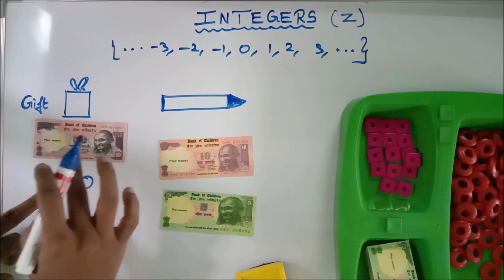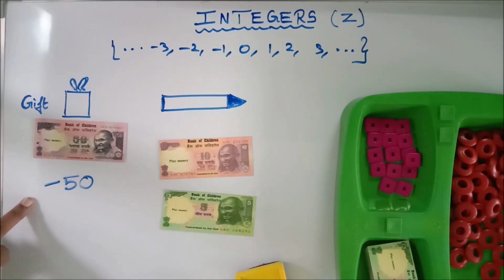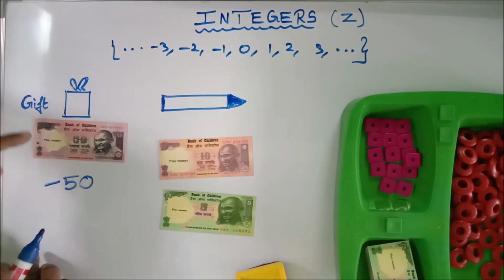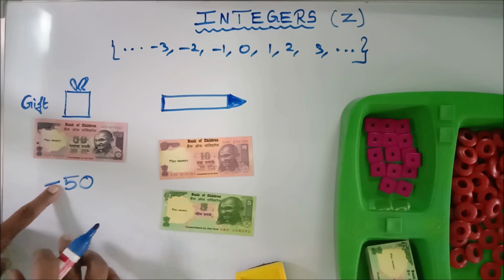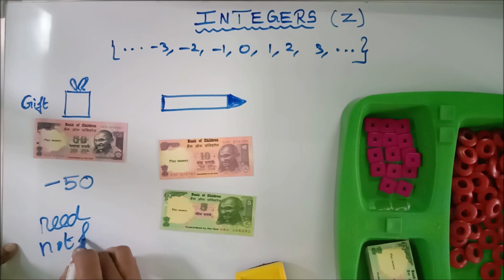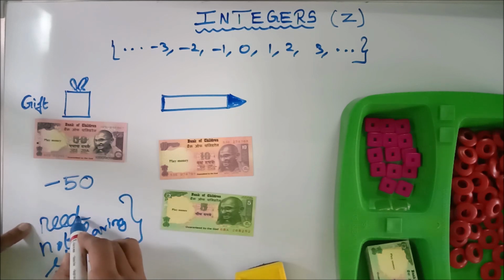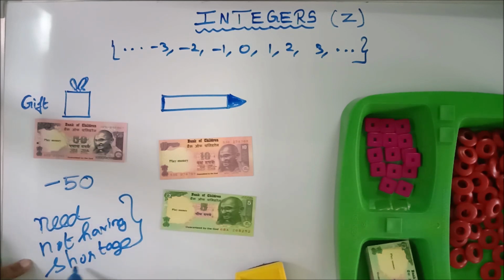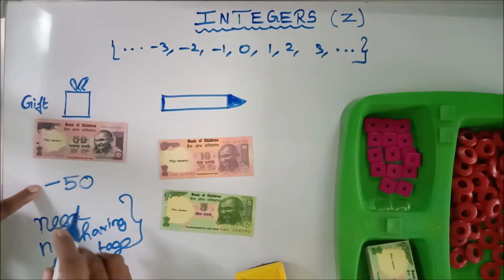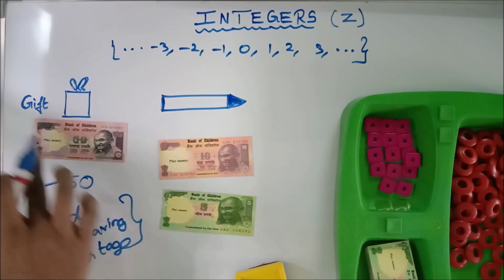To represent such a situation, we are using the symbol negative, that is minus. That is, you are in need. You are not having. You are in shortage. So to represent such a situation, need, not having, shortage, we are using the symbol minus. That is, you are in the need of minus 50 rupees. That is, you are in the need of 50 rupees to buy that gift.